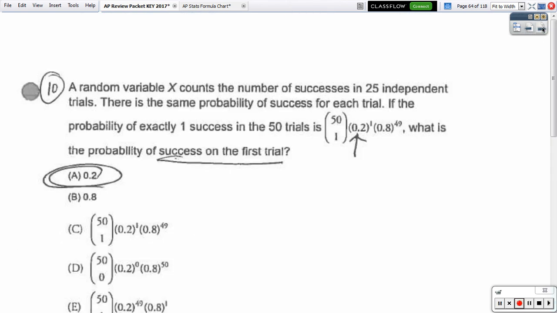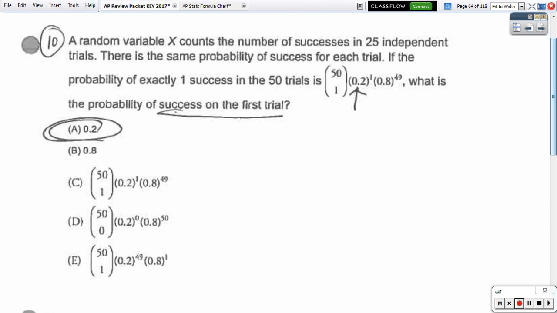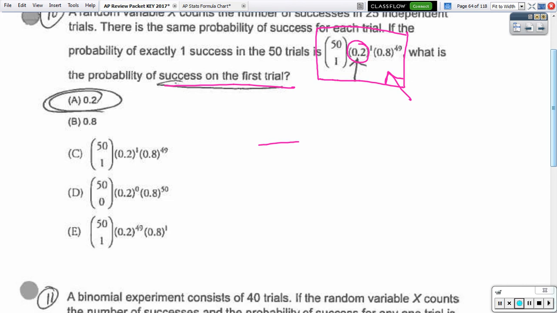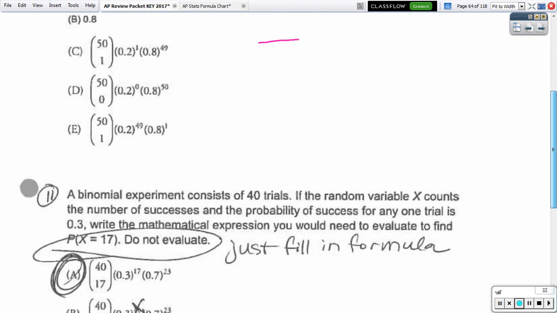Number 10. All right, so this one is giving you this information here so that you can identify the probability of success. And again, it says, what's the probability of success on the first trial? So just boom, what's the probability of success? And it's A. So again, essentially identifying, do you understand what this formula format is telling you?